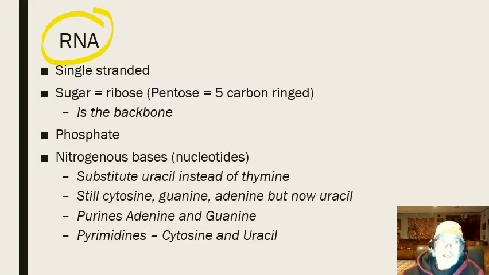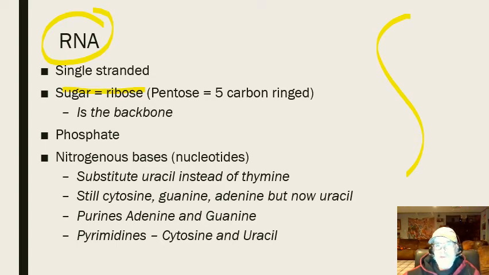Now RNA stands for ribonucleic acid, R-N-A. Basically it's a ribose sugar, but only a single strand, like we showed before with Daenerys from Game of Thrones. Ribose is basically a 5-carbon ringed sugar. It's the backbone. It has phosphate just like the DNA did, and it has nitrogenous bases, almost like the DNA. It still has cytosine, guanine, and adenine, but instead of thymine, it has something else called uracil. So there's no thymine in RNA. Uracil takes the place of thymine.